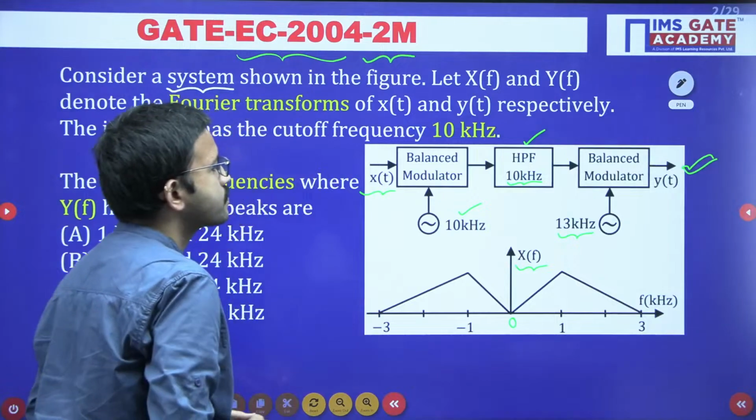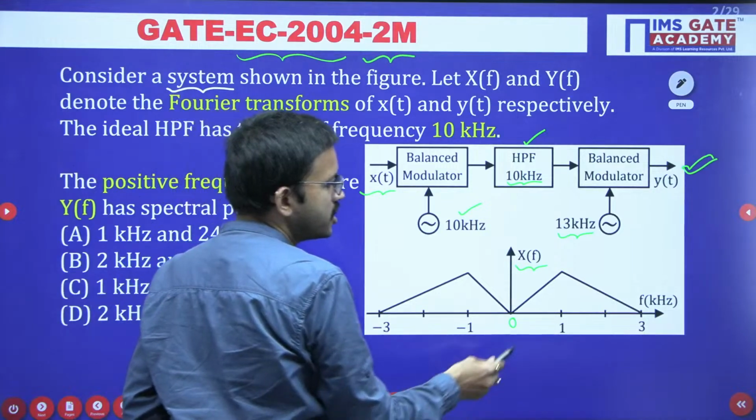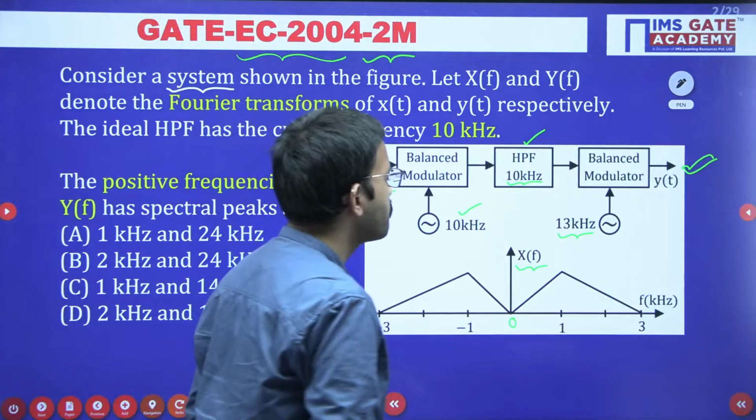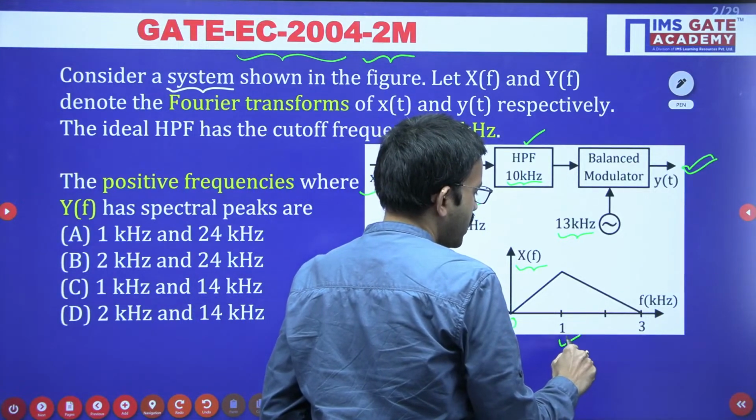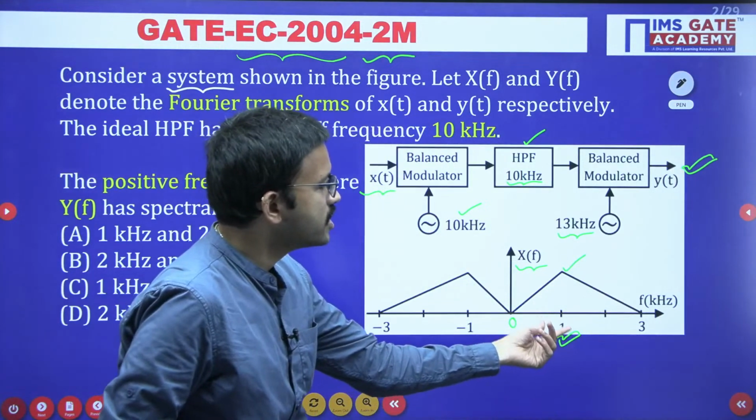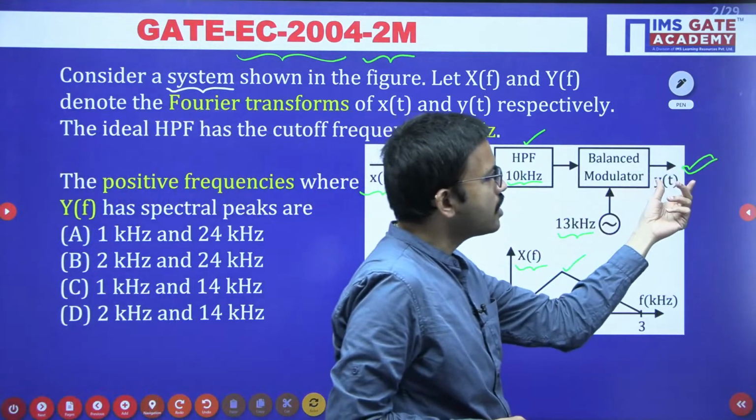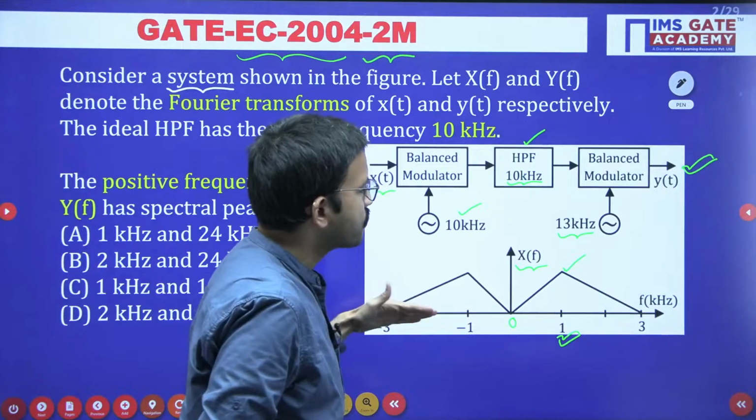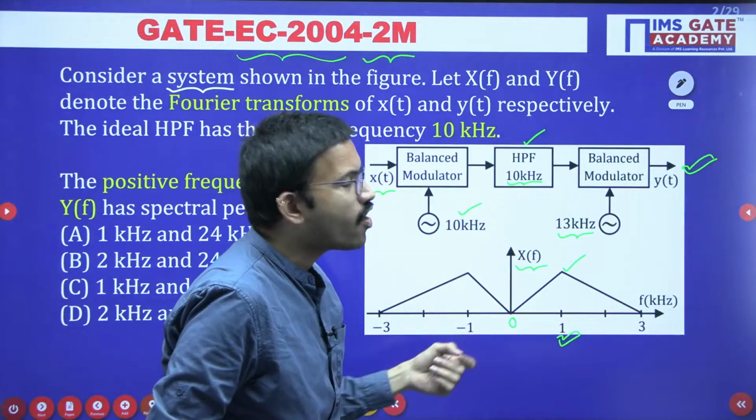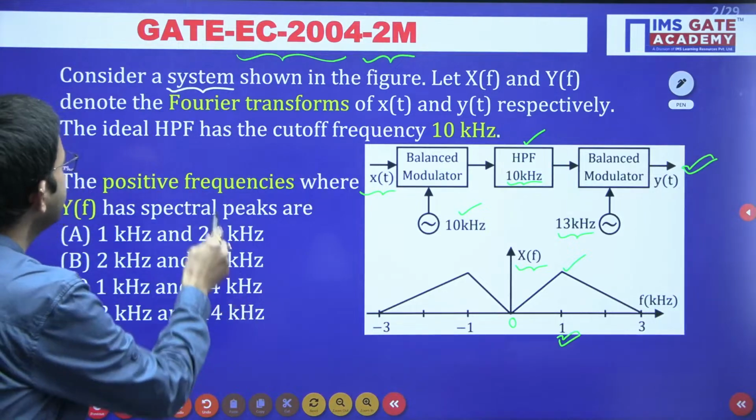Okay, right. So now the question is regarding x of t. If you observe the corresponding Fourier transform or frequency spectrum, at 1 kHz you have the peak value. Yes or no? At 1 kHz you have the peak value. Now the question is: in the final output frequency spectrum, at what frequencies will you get the peak value? That is the question. Just read the question, continuation.